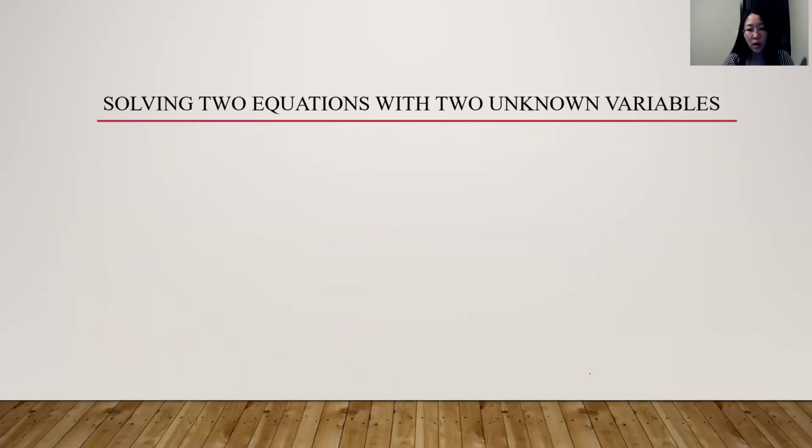So there are two special cases for this two equation system. The first special case is that two equations have infinite solutions. So let's look at this. x plus y equals 1, that's equation 1. Equation 2 is 2x plus 2y equals 2. Let's use our three-step method to solve this two equation system to see what we will get.